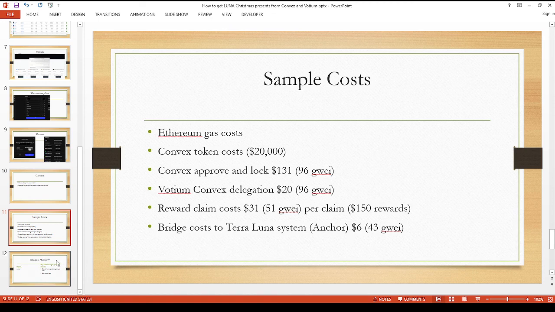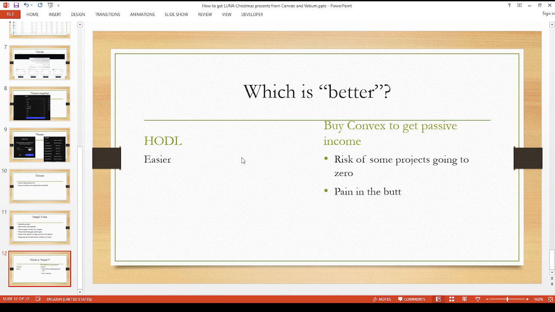So, just to wrap things up, which is the better way to go? Obviously, if you just decide to hodl either Ethereum or Luna, it's easier and there's less cost. But if you want to go through the Convex route to get some kind of pseudo passive income, there's a risk that some of the projects could go to zero, or there's hacks or exploits, and it's a bit of a pain in the butt. But to me, it's worth it.